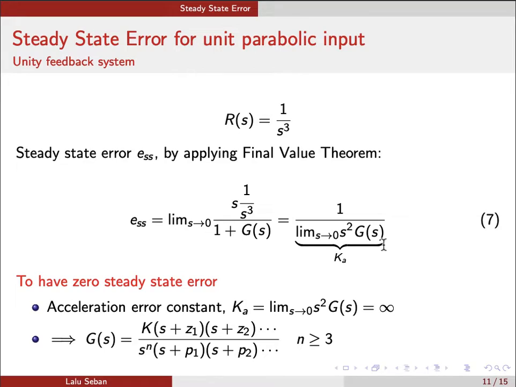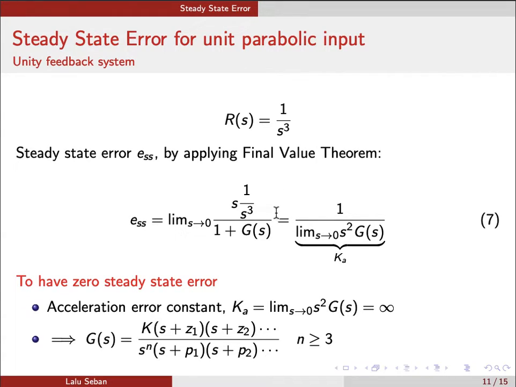Now let us go to the next case, that is for unit parabolic input. Parabolic inputs are having second derivatives constant. It represents a constant acceleration. So with respect to position control system, this can be used to represent accelerating targets such as missiles. The Laplace transform of unit parabolic input is 1 by s cube. Substituting R of s in the steady state error equation.